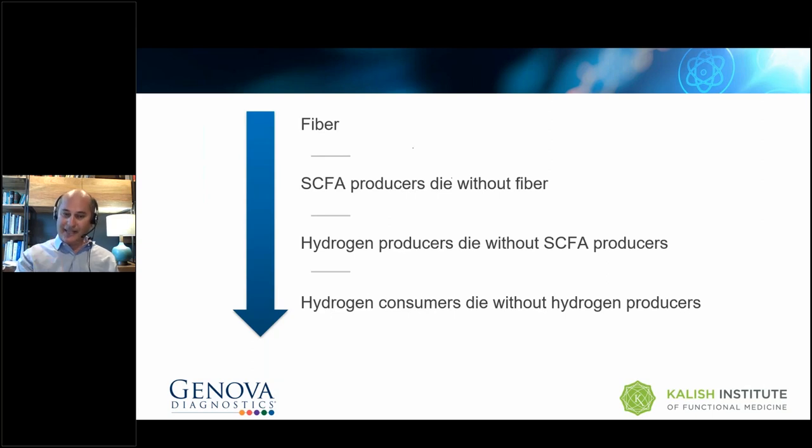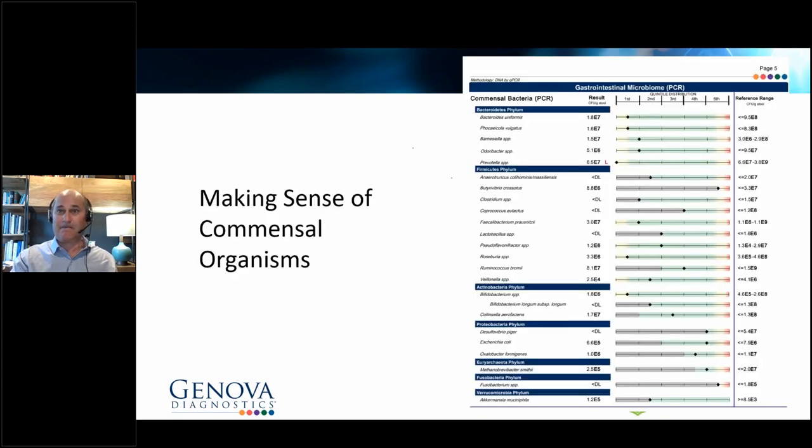So if you translate that into the microbiome language, you've got fiber, kind of like the oxygen. This is a food supply. This is the nutrient for these bacteria. The short chain fatty acid producing bacteria die without the fiber, just like we die without oxygen. Okay. Hydrogen producers die without the short chain fatty acid producers. And then the ones that consume hydrogen, the good bacteria that consume hydrogen, die if you don't have the hydrogen producers. It's this perfectly balanced ecosystem. It's incredible. That starts with fiber, triggering certain bacteria to grow, which then triggers other bacteria to grow, which then triggers other bacteria to grow. And that's what you're seeing on this page right here. Okay.